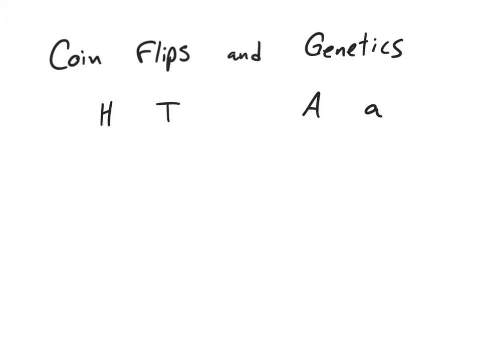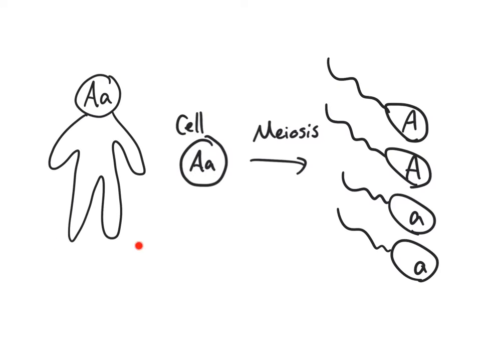If you flip a coin, you have the options of heads or tails, whereas in genetics, you have the option of the dominant allele or the recessive allele. So here we have a man who is genotype big A, little a. When this person has a cell go through meiosis, remember meiosis is the process through which sex cells or gametes are made. So if this person is big A, little a, they have two choices. They can make either big A sperm or little a sperm.